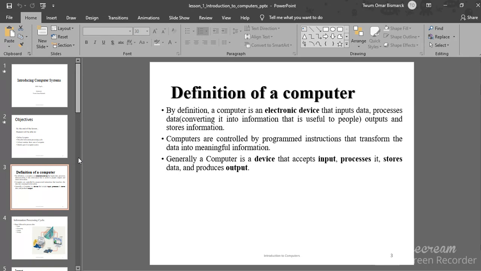When that fact data is inserted into the computer, the CPU, the RAM, and the motherboard convert that raw facts and figures into useful information for people. That's the output, and it is stored temporarily or permanently. Today we are going to look at the importance of computer. So let's go to the information processing cycle.